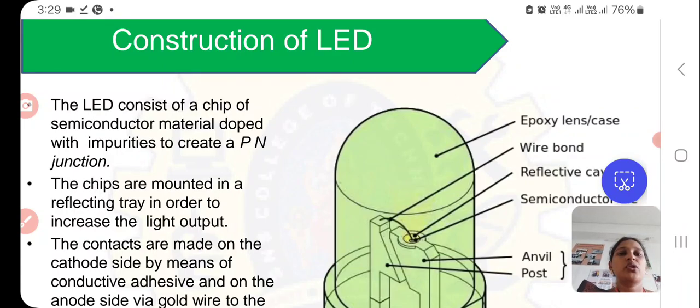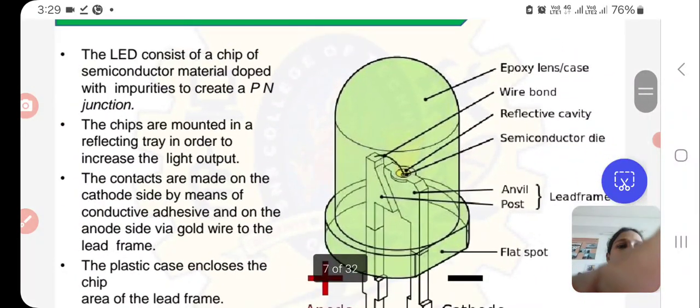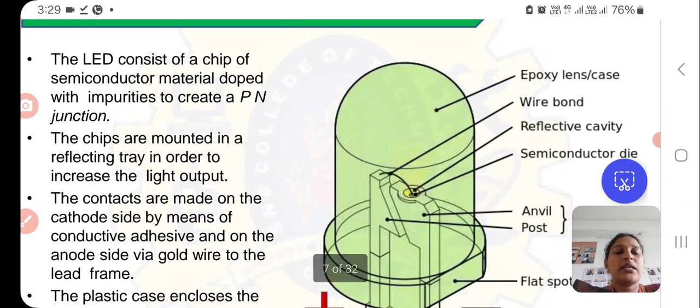So in this video we are going to discuss, firstly, the construction. This is how an LED structure looks. An LED consists of a chip of semiconductor material doped with impurities to create a PN junction diode. The chips are mounted in a reflecting tray in order to increase the light output.